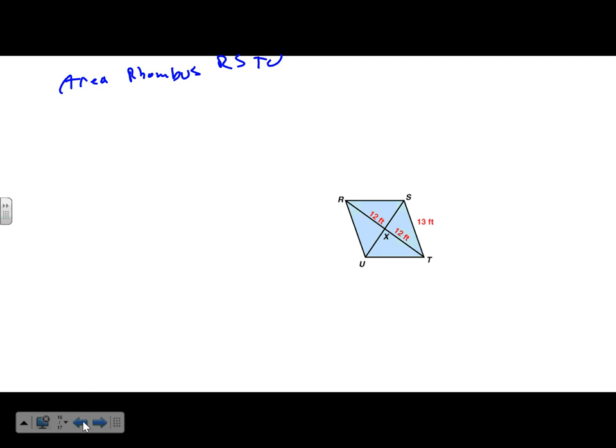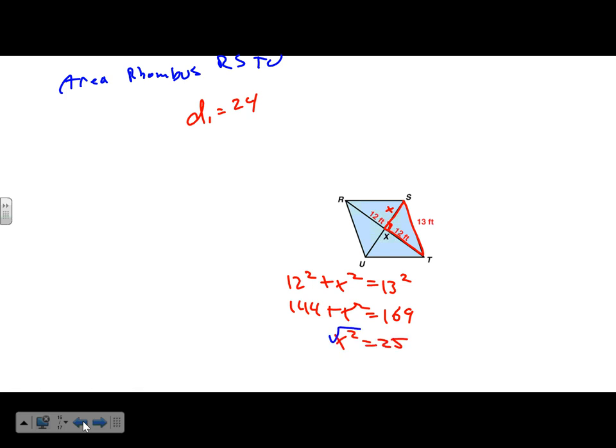So the big thing with this one that's harder is this is a right triangle here. So they give you one diagonal is 12 and 12. So one of the diagonals is 24, 12 plus 12. But they don't give you this other diagonal. So we're going to have to look at this triangle to figure out what this side is, and then we can use that. So just look at that triangle. We have 12 squared plus x squared is equal to 13 squared. So 144 plus x squared is equal to 169. 169 minus 144 is 25. Take the square root of both sides, you get x is equal to 5.